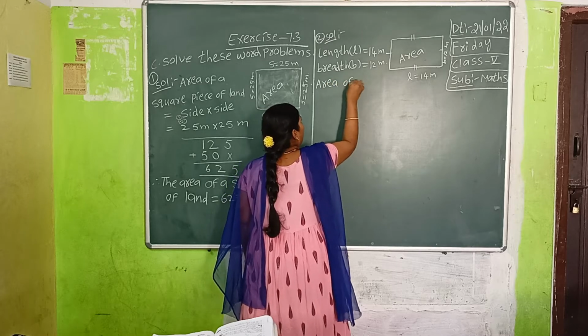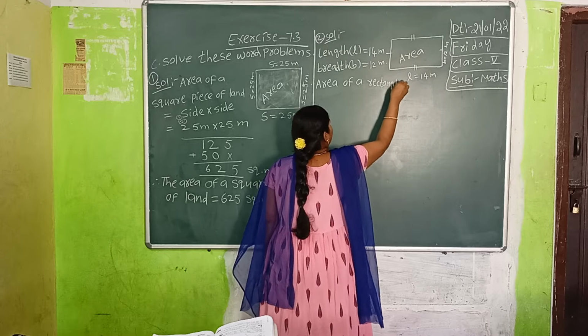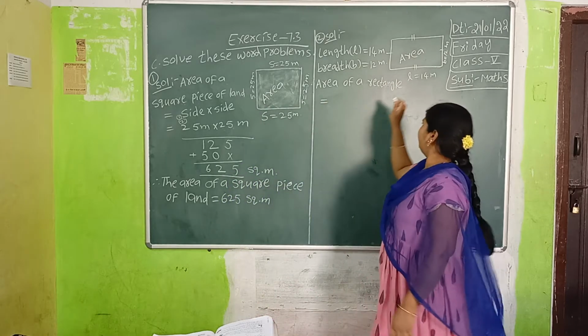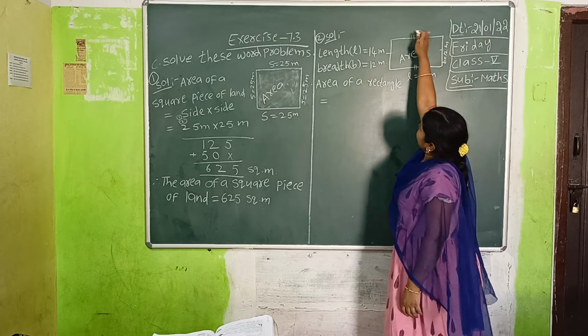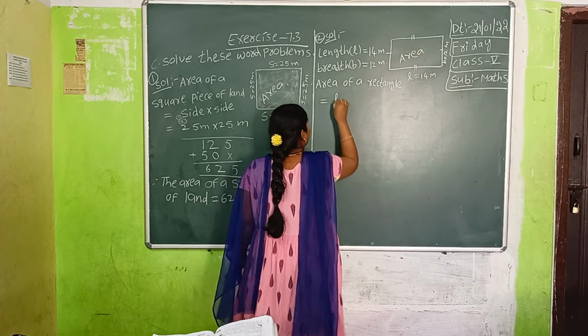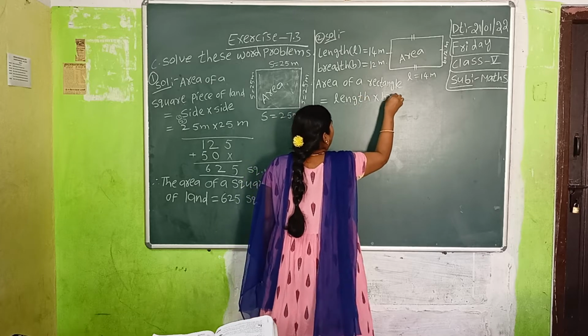Area of a rectangle. What is the area of a rectangle, ma'am? Length times breadth. This side has the same measure. So the formula of the area of the rectangle is length into breadth.